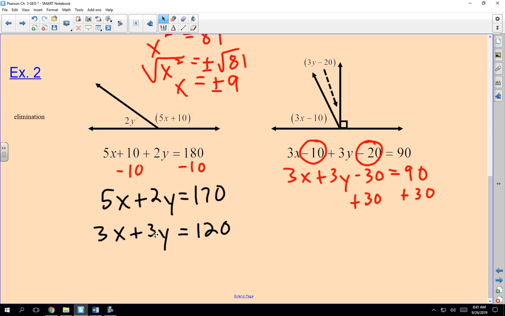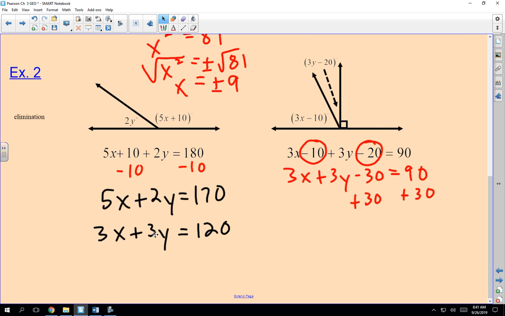So what do you guys think would be the easiest variable to eliminate here? Which one would you eliminate? I don't know, the y. I would say the y too. I don't think one is easier than the other, but the y has a lower common multiple. What's the least common multiple between 2 and 3?